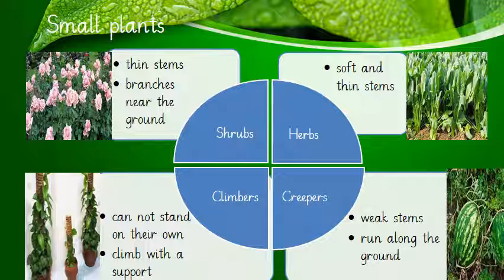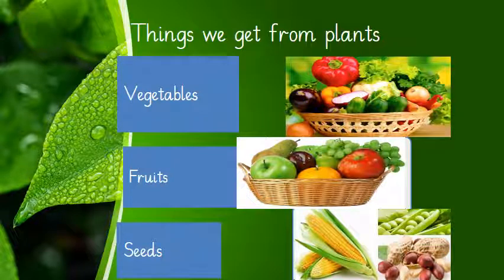Last one is the creepers. Creepers have weak stems and they run along the ground. Examples are pumpkin and watermelon. Things we get from plants. We get variety of things from plants. Vegetables, fruits and seeds are also obtained from plants.